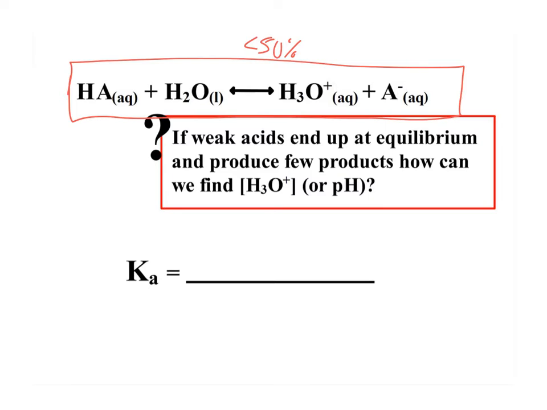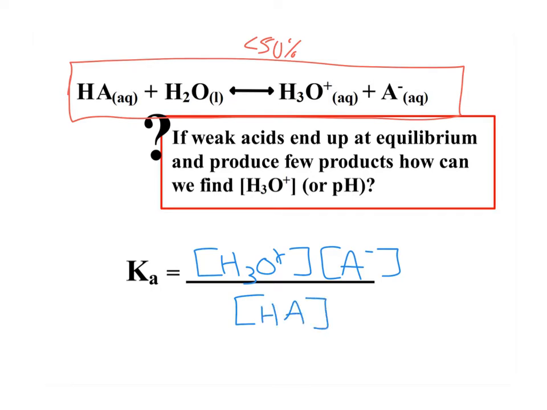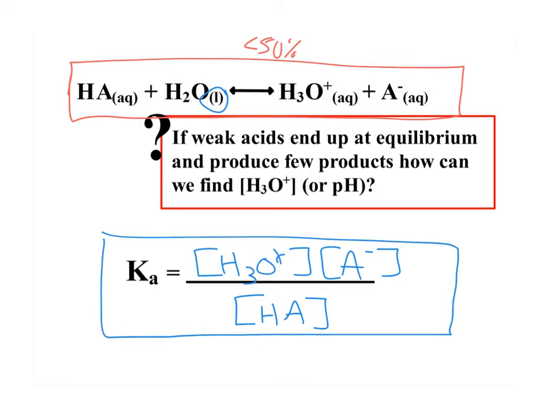Now remember, Ka is products over reactants. So my products are the hydronium ion concentration times my anion. In this situation, it's A minus. There's no coefficients, so I don't need any exponents. Divided by my reactants, which is HA, and H2O is not there because it's a liquid. Remember, we don't include liquids or solids in equilibrium expressions. So this is a general equilibrium expression for an acid. My hydronium ion concentration times the anion divided by the acid. So this is the equilibrium expression.